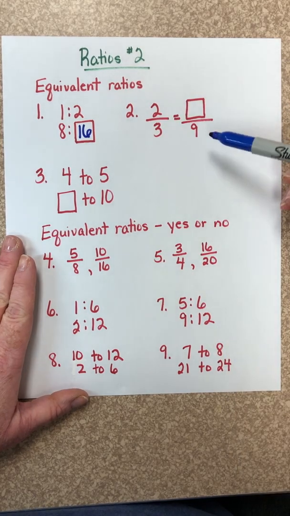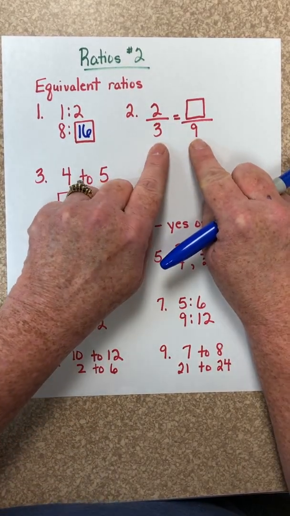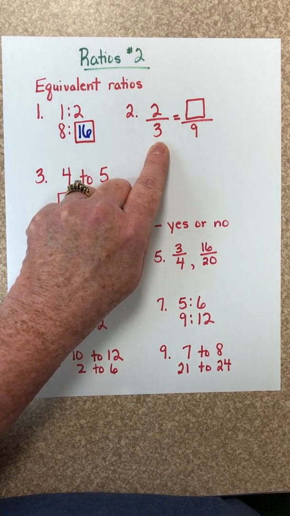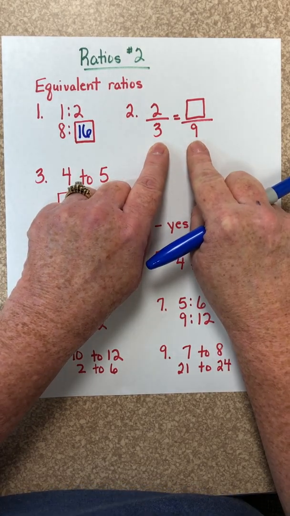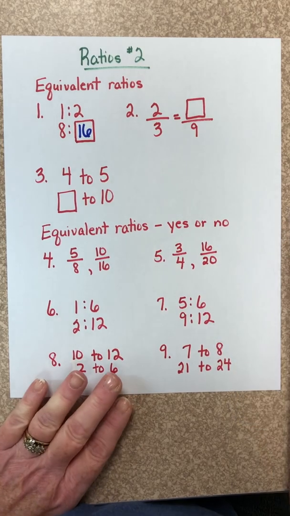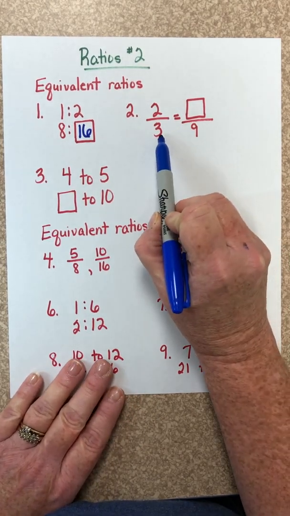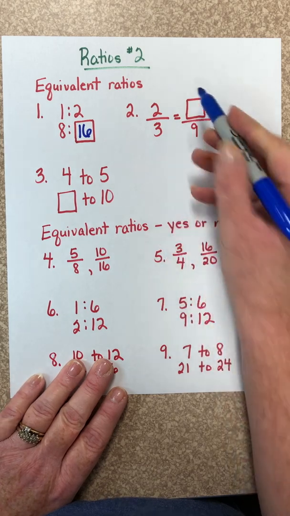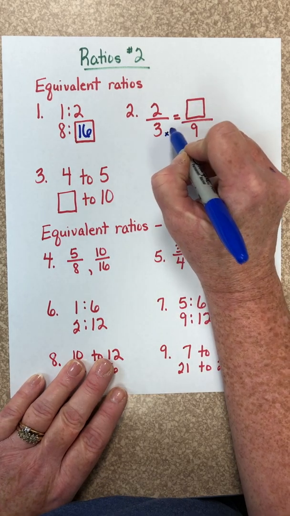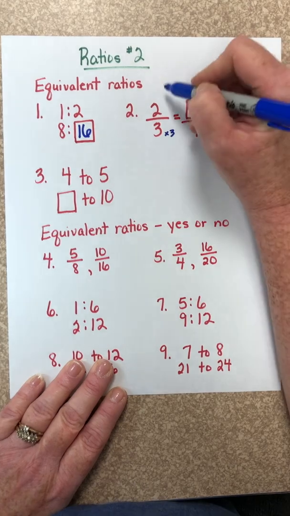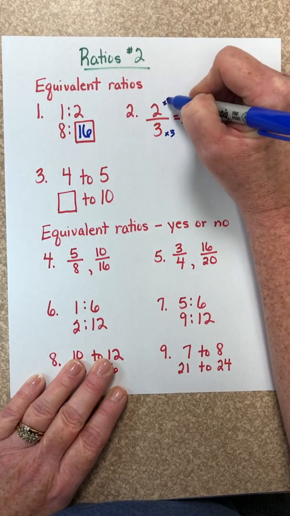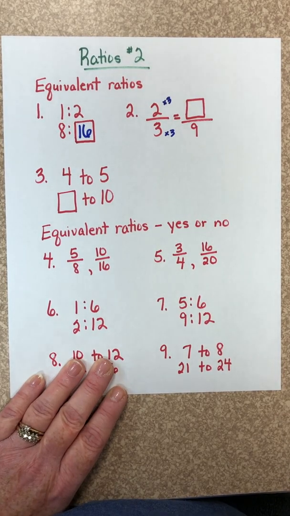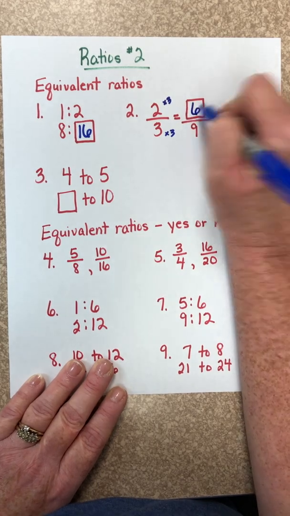All right, let's look at the next one. This is set up as two fractions, and later we will go into more detail. This is really a proportion. All right, so let's look at this one. What do I do to 3 to get 9? Well, that would be multiply by 3 to get 9. So that means I'm going to take 2 and do the same thing, which is times by 3. And 2 times 3 is 6.